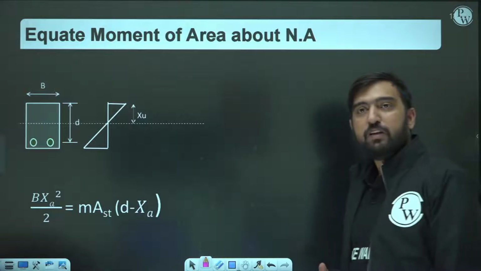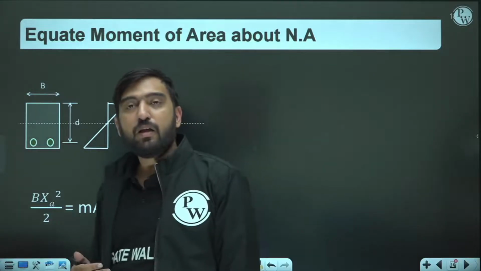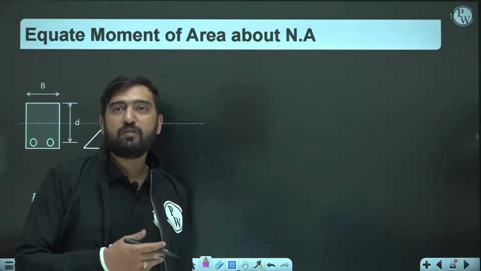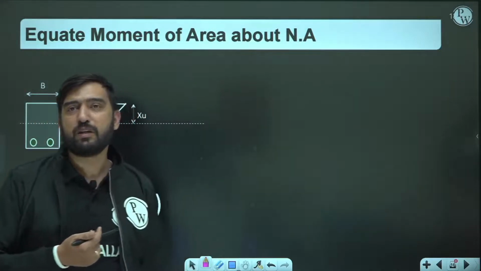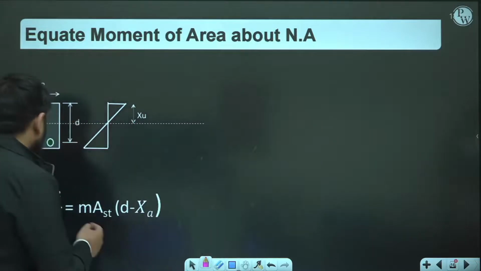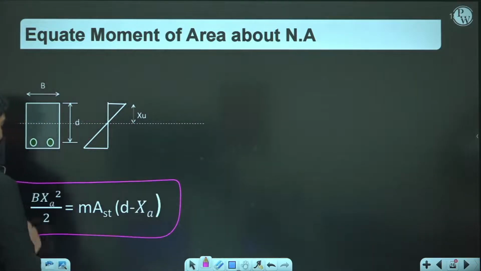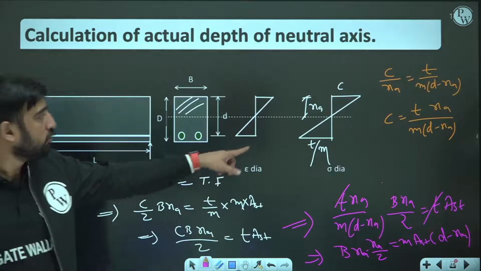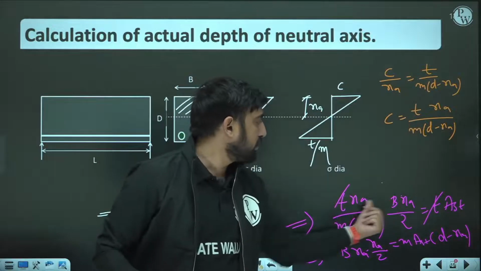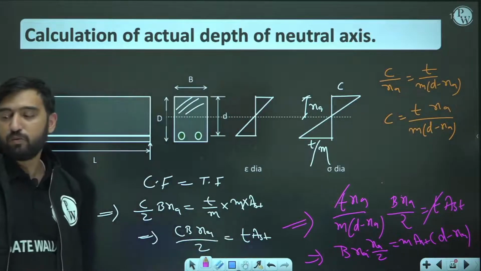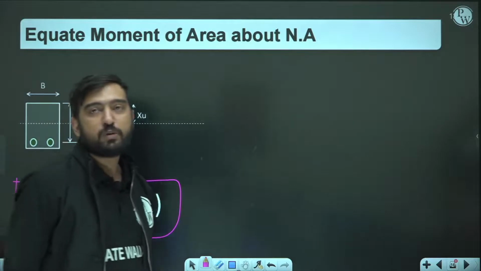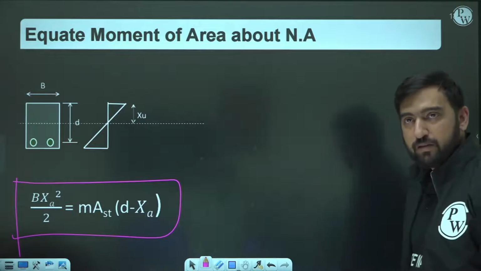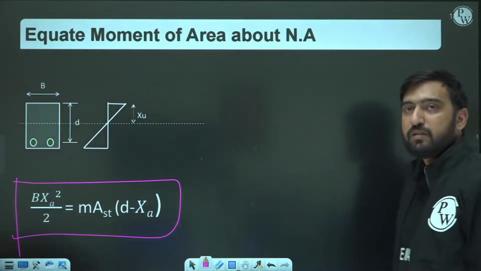So whenever we have to calculate the actual depth of neutral axis in working stress method, we can simply equate the moment of area about the neutral axis. So keep this important point in mind. Why is this moment of area thing coming here? Because of the linearity of the graph. Due to this similar triangle, we have replaced our stresses, and due to that this moment area method is coming. So just by equating the moment of area about the neutral axis, we can get the actual value of the neutral axis.